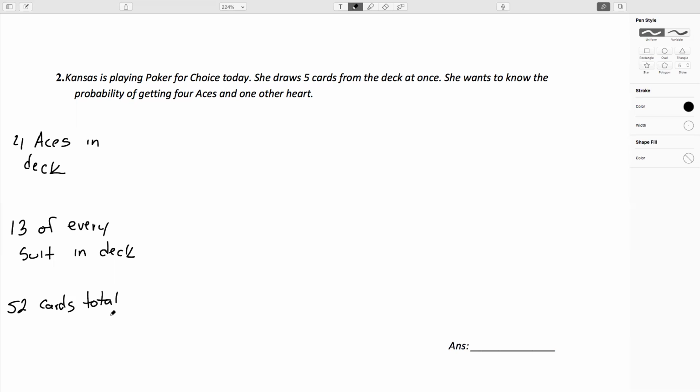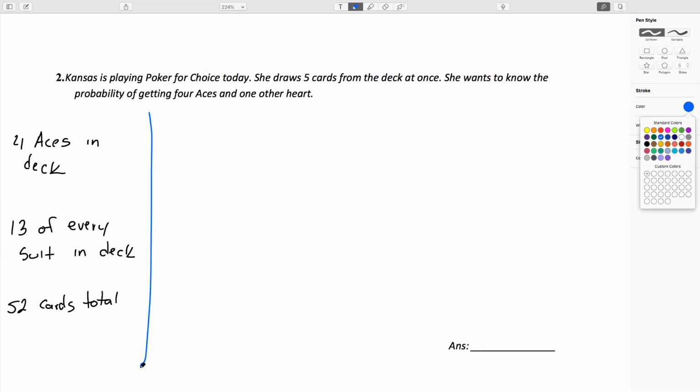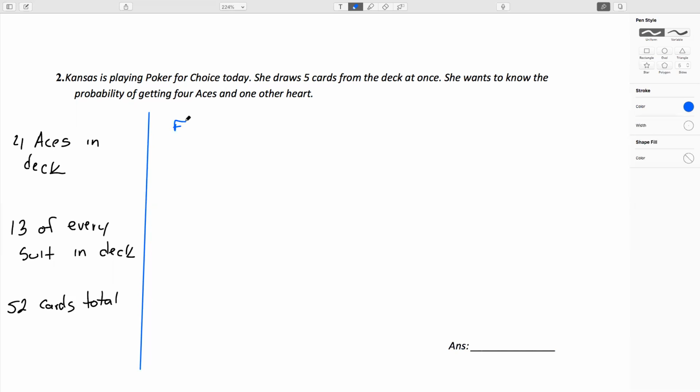We're going to do the same kind of thing where we calculate the favorable outcomes and the total outcomes, and then divide them. And you will see that there's not a lot of favorable outcomes in this scenario. So start with favorable outcomes. Maybe we'll split this up first, actually.